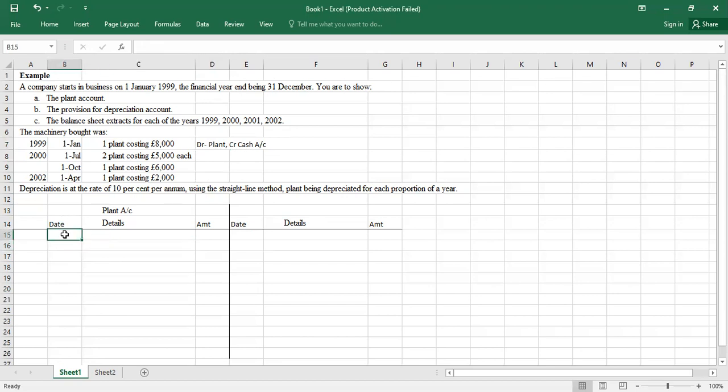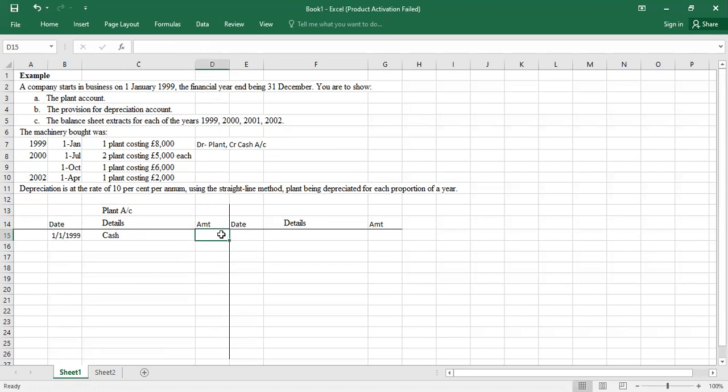So I'm not intended to do that. So this is the year 1999. So this is 1st January 1999. So I'm buying that machine by cash. And you can see my cash is reflecting there. It is 8,000. Yeah. So that's the machine.